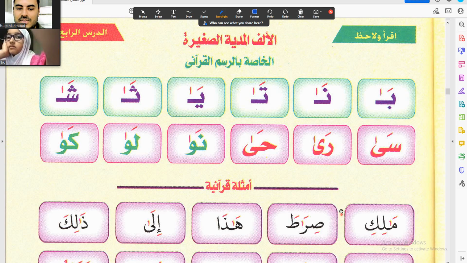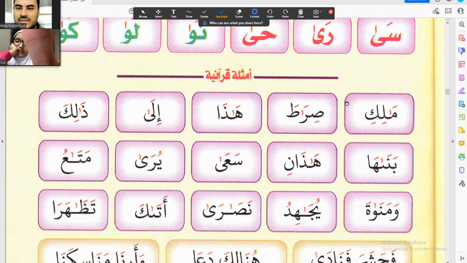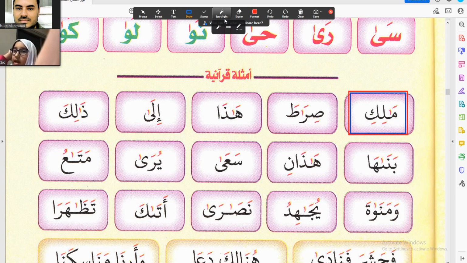Ya. Okay. Now we're going to read some examples from the Quran. Properly first, go back from the king. This one, yes, Uma. Malika. Maliki. Very good.